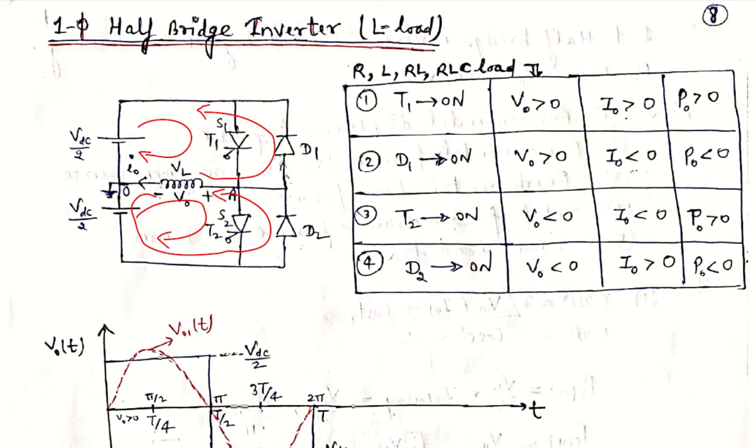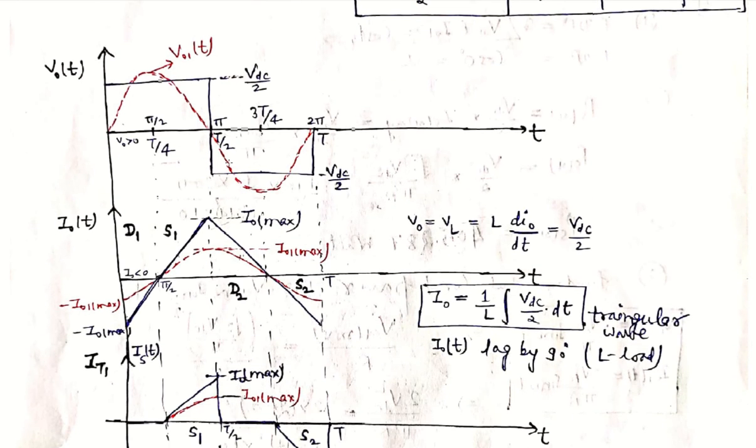So we write D2 in this duration of pi to, or we can say T by 2 to 3T by 4, and after 3T by 4 to T, switch S2 conducts, because voltage is positive and current is also positive. In this way we will mark the switching device conduction sequence by seeing the switching logic table. So in this way the devices are conducting and the output voltage obtained is a square wave.